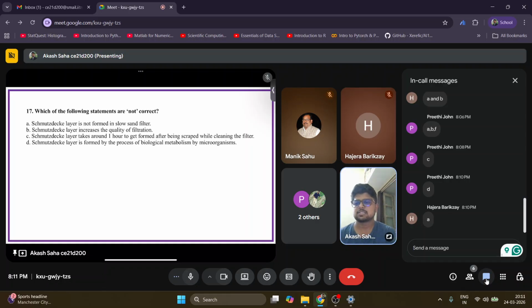Okay. Next, which of the following statements are not correct? Smooth stack layer is formed in slow sand filter, increases the quality of filtration, takes around 1 hour to get formed and after being scraped while cleaning the filter, formed by the process of biological metabolism by microorganisms.